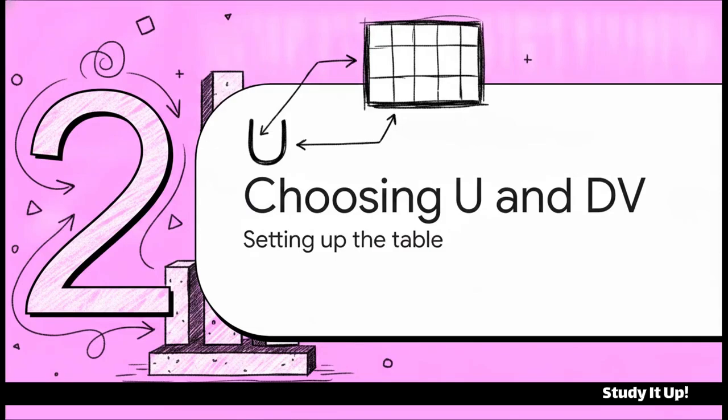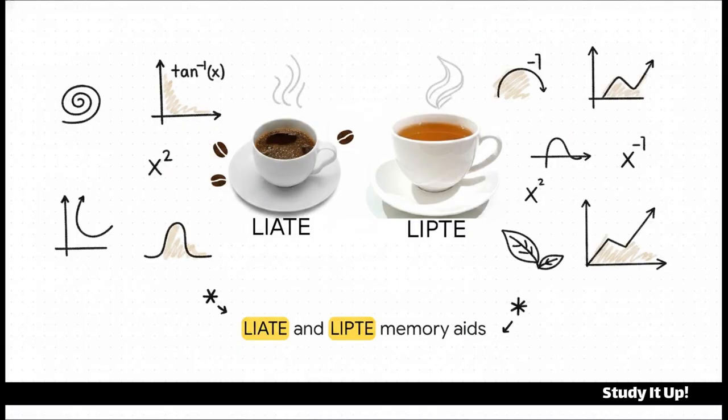Moving right along to Section 2, choosing U and DV. All right, before we can draw any tables, we need to pick our variables. To guide you, we have two classic memory aids. Depending on your preference for coffee or tea, you can use LIATE, which sounds like latte, or LIPET, which sounds like Lipton tea. These acronyms tell you which function to pick for your U variable, meaning the one you're going to differentiate.